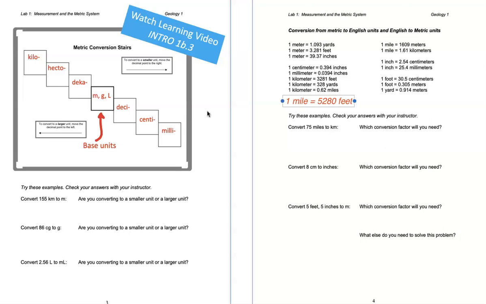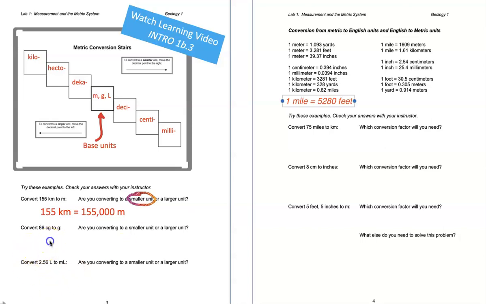But I will give the answers to the problems on the bottom. I didn't do all the problems with all the classes. So the first one asks you to convert 155 kilometers to meters. So you're converting to a smaller unit, in which case, as it says up here, you're going to wind up moving the decimal place to the right for every step in the staircase. 155 kilometers equals 155,000 meters.